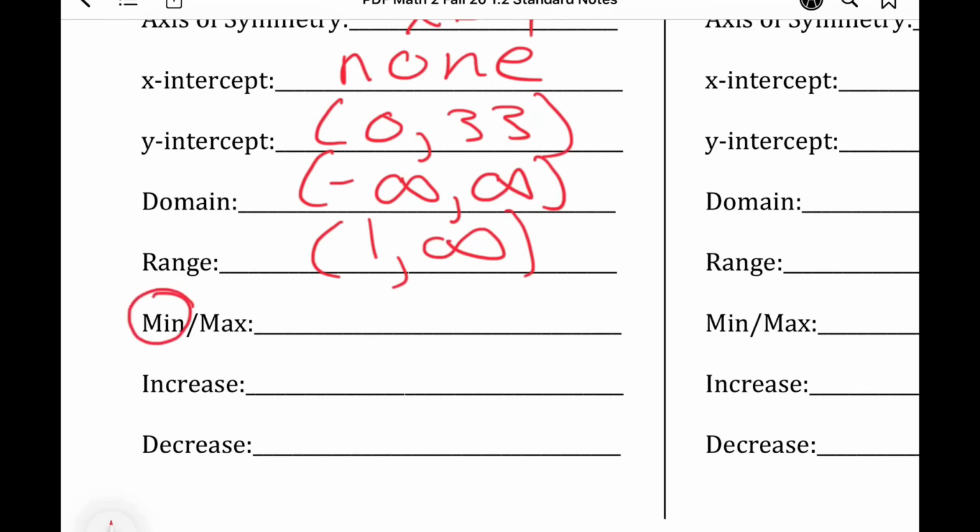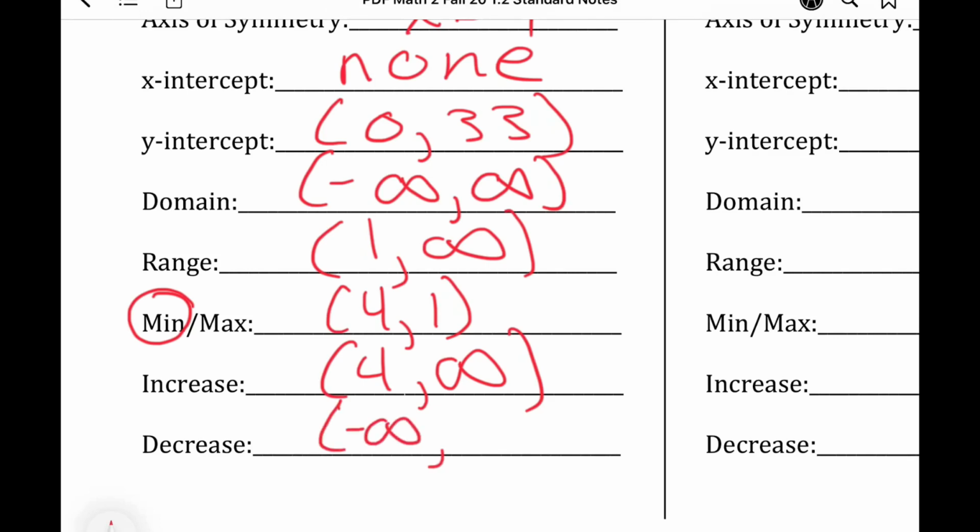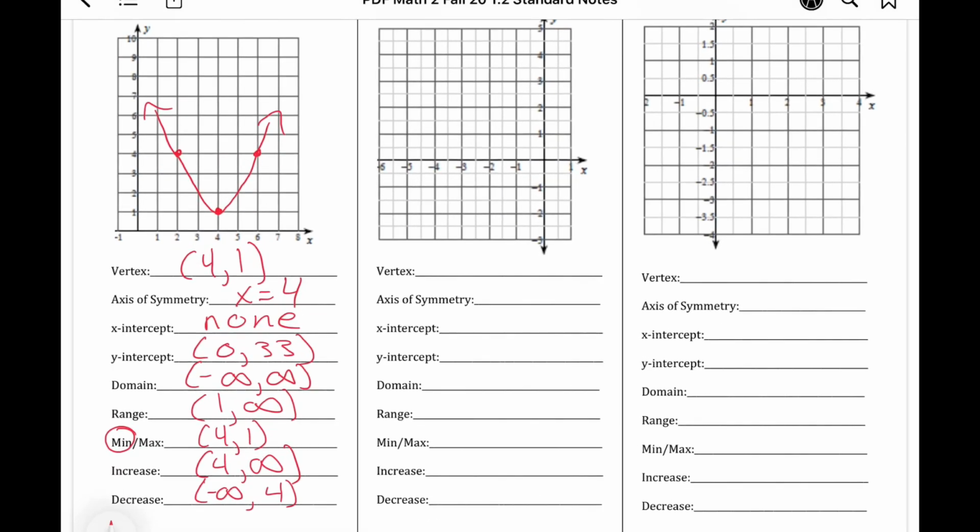In this case, you do have a min again, 4, 1. Increasing, starting at 4, going to the right forever and ever. Decreasing, negative infinity to positive 4. So there is your example 2.